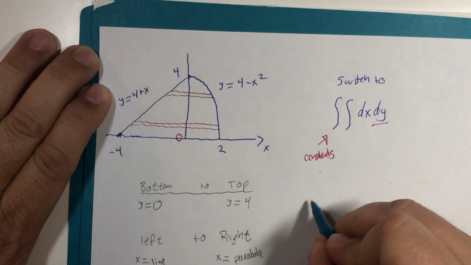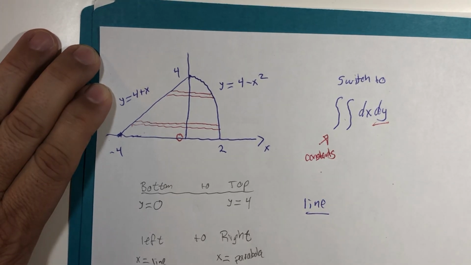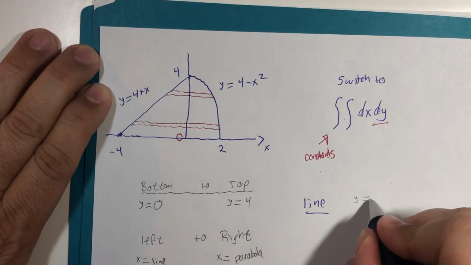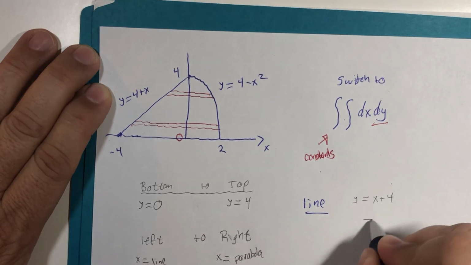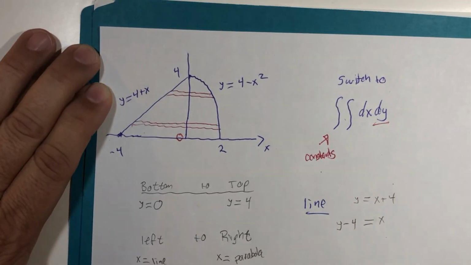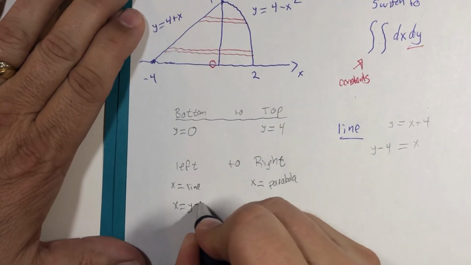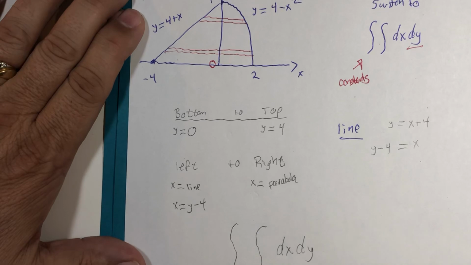The line y equals x plus 4. If we solve for x equals, the x is y minus 4. That is going to be my left boundary here.